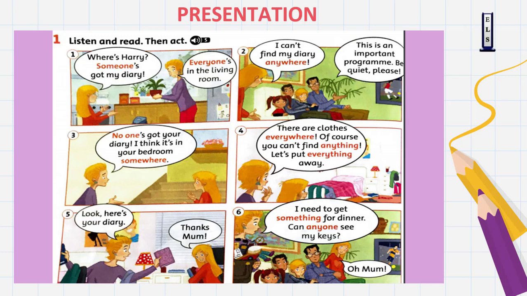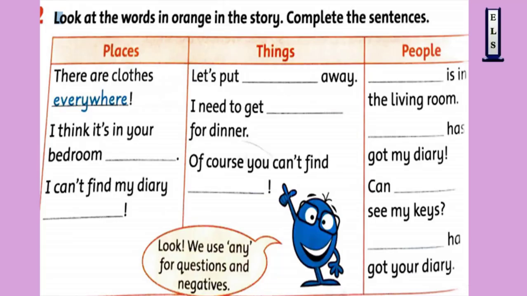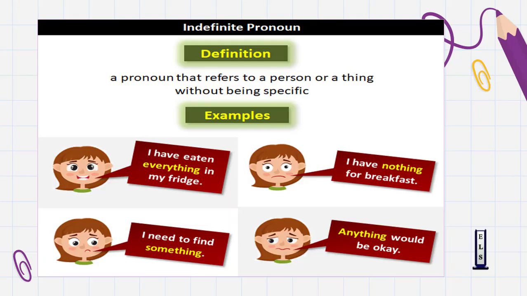Some is used in the affirmative sentences, and both are followed by where for places, things for objects, one and body for people. Fill in the blanks in the table. Don't forget that any is used in the question and negative form. What's a pronoun? A pronoun refers to a person or a thing without being specific.